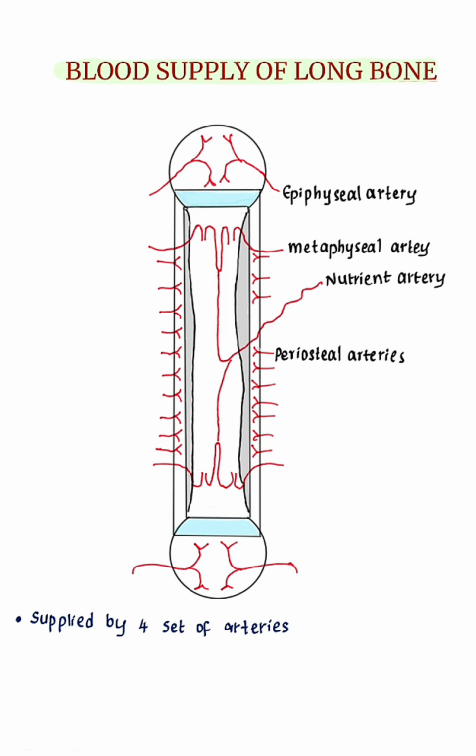Periosteal arteries are numerous. They ramify beneath the periosteum. They enter the Volkmann's canal and supply outer one-third of cortex.